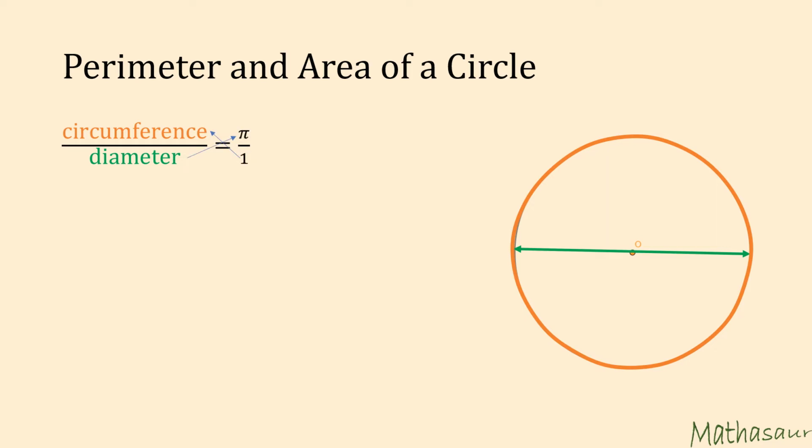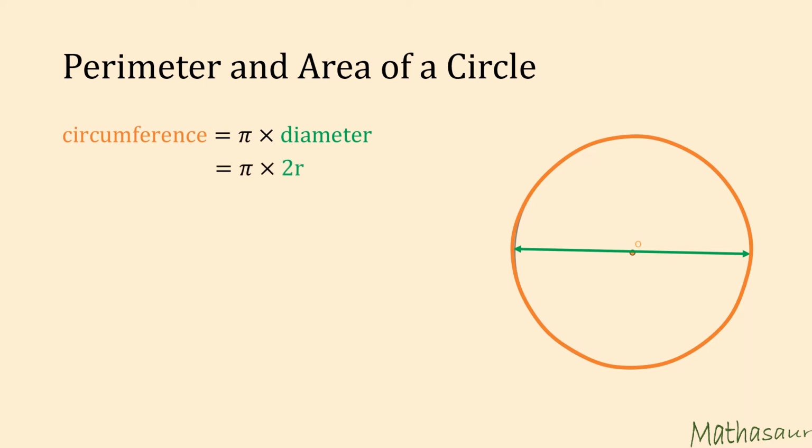Now if we cross multiply and substitute the value of diameter as twice the radius or 2r, we see that circumference is equal to 2 pi r.